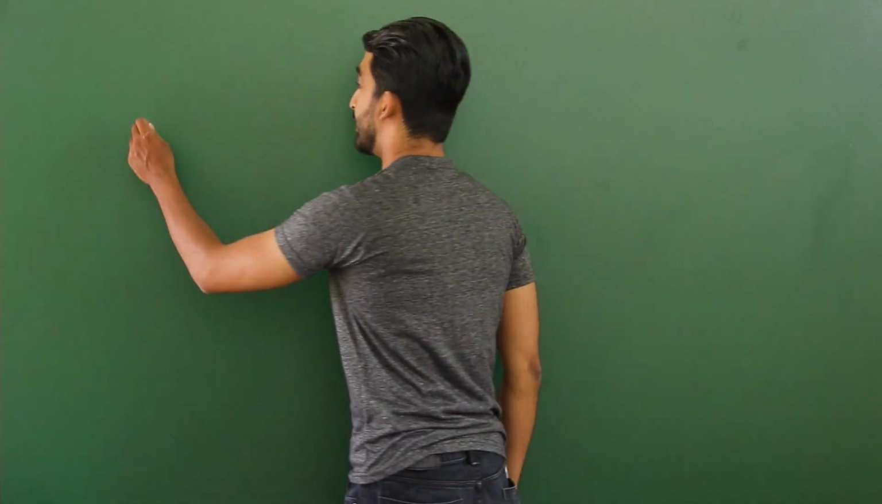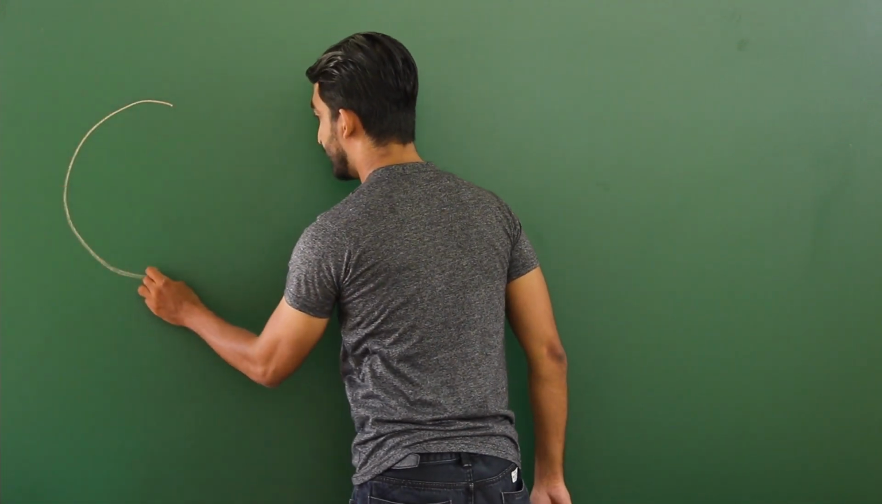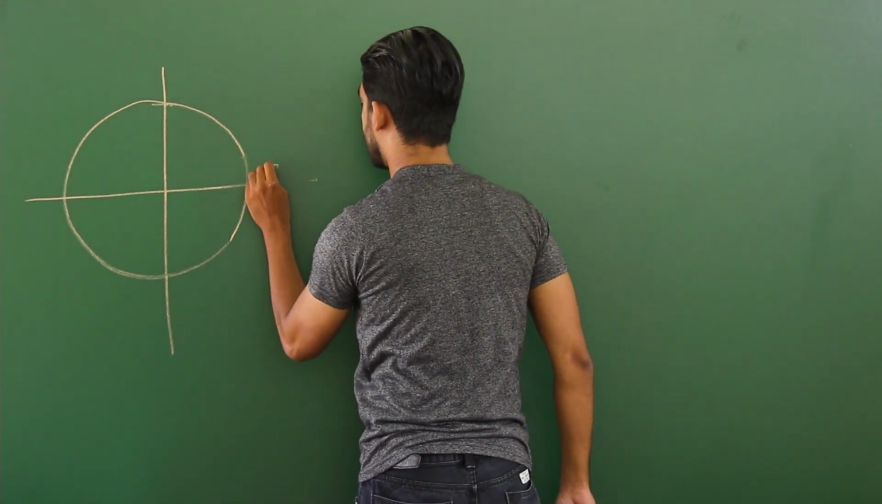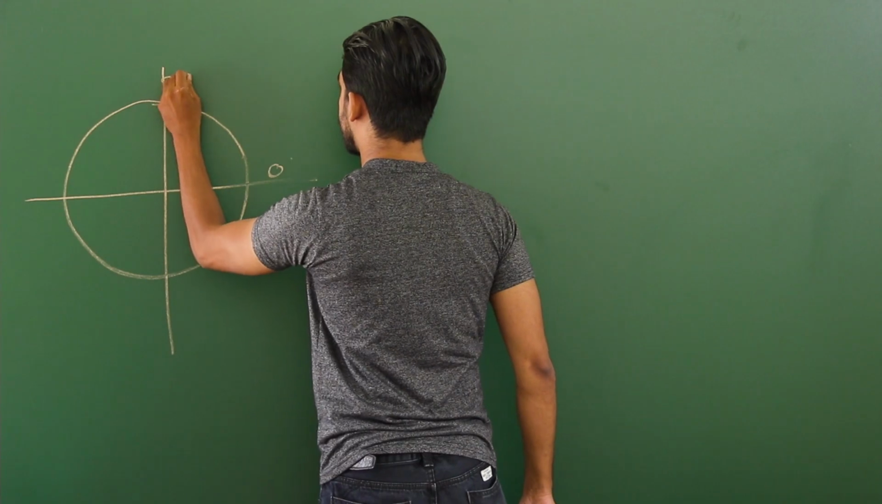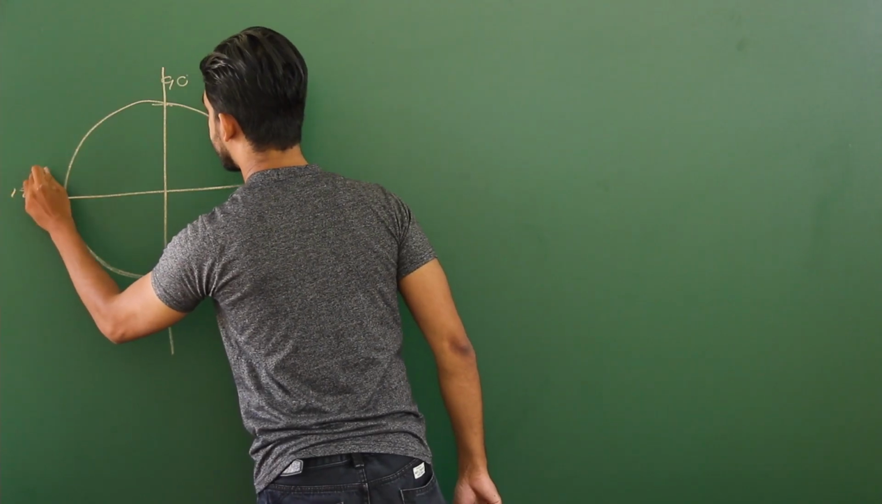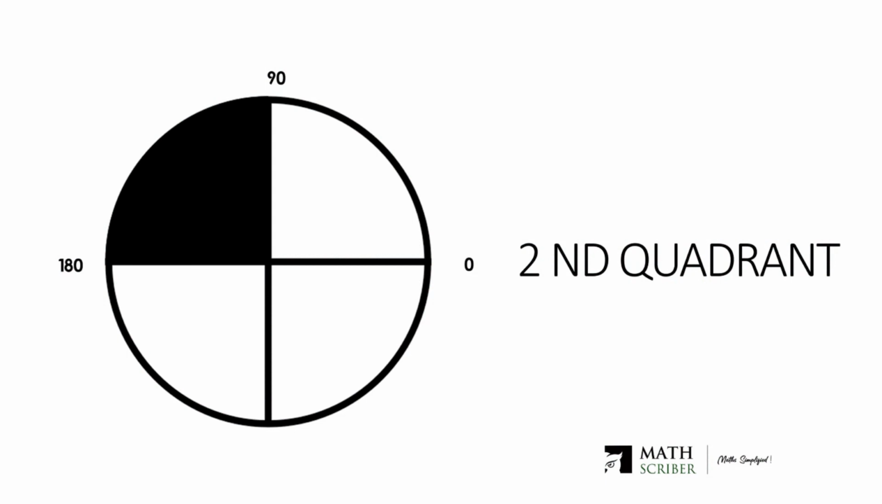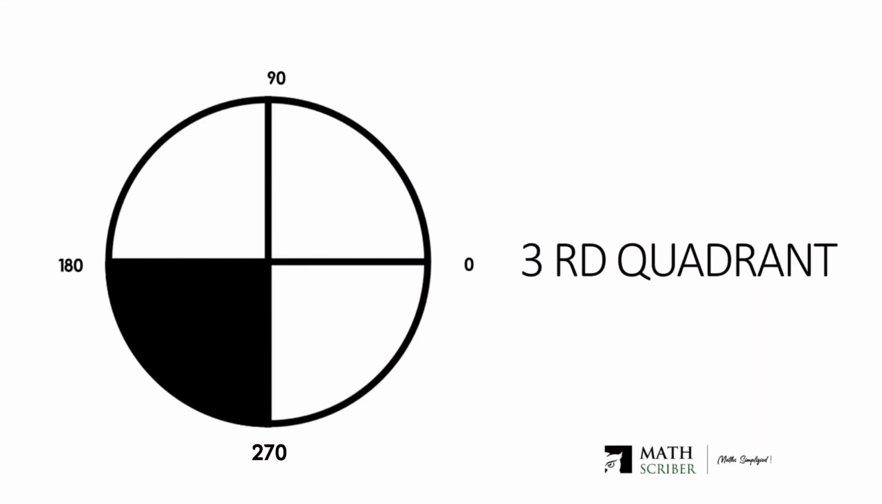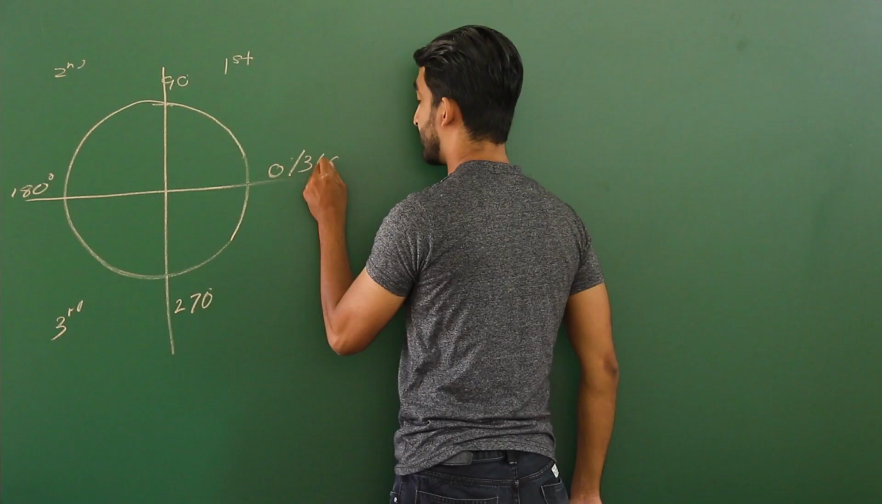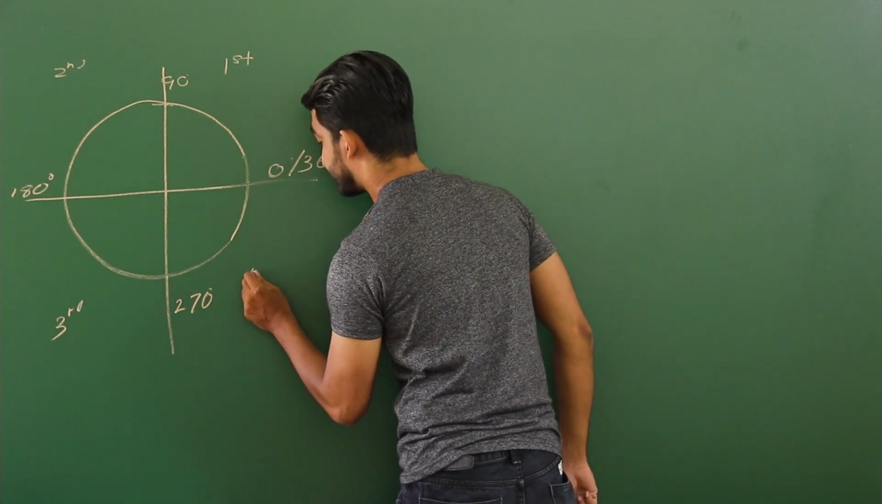In the previous lesson, we discussed the quadrant rule. Now, when you include angles inside quadrants, 0 degrees to 90 degrees is the first quadrant, 90 degrees to 180 degrees is the second quadrant, 180 degrees to 270 degrees is the third quadrant, and 270 degrees to 360 degrees is the fourth quadrant.